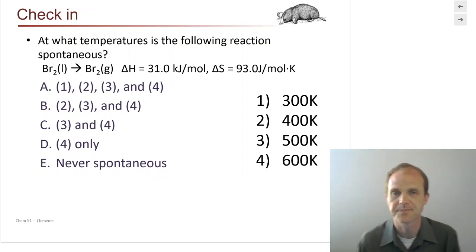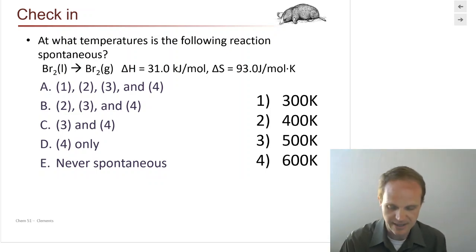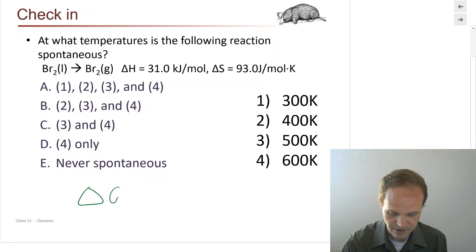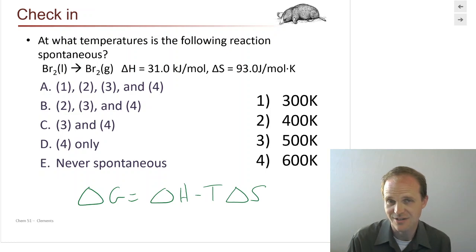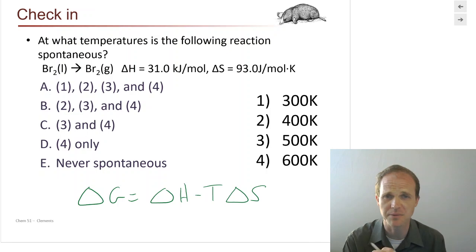What did you come up with? Well, what I did is I said, hey, look, my predictor of spontaneity is delta G. And I know that it's going to be delta H minus T delta S, right? And so I know that at 0 delta G, we're talking about equilibrium. And so a cheater way, one way would just be to plug in numbers and start plugging in those temperatures and see where your delta G is negative. Absolutely fine, perfectly great for this problem. If that's how you did it, kudos to you, you're doing it fine.